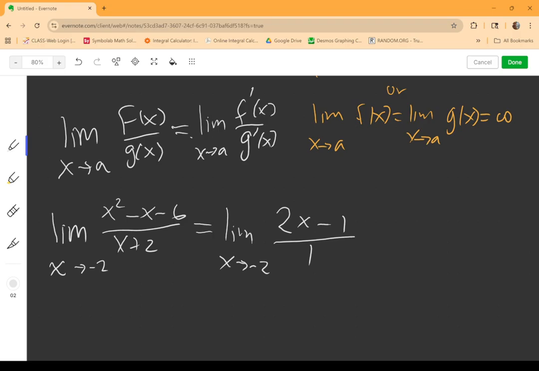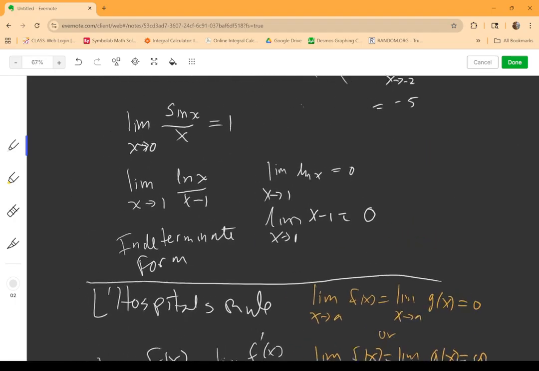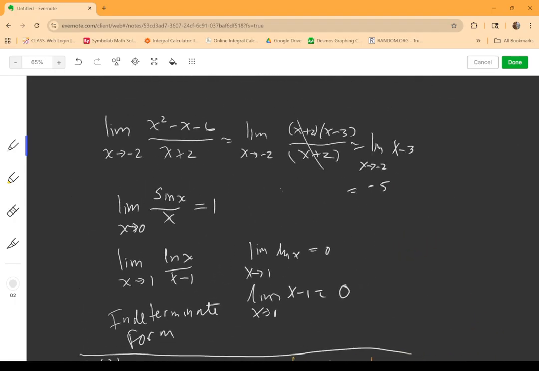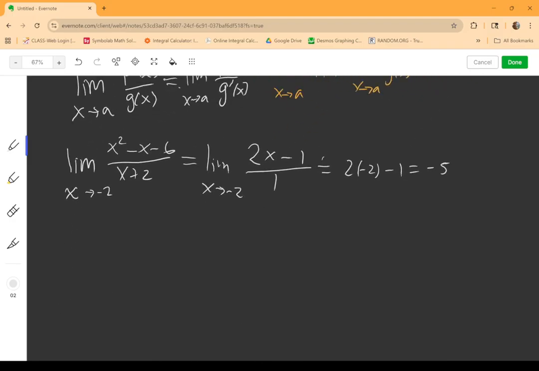Now, one thing to keep in mind is that the new limit is not indeterminate form, right? So this is an even easier limit. I don't need to do much work other than plug in -2. And we get -5. All right, which confirms our result up there, right? Okay, so that is an application here of L'Hopital's rule.